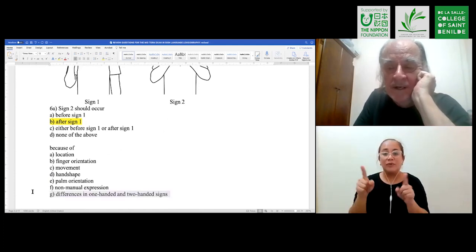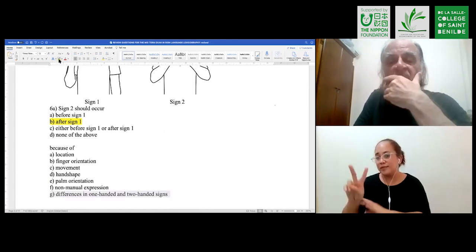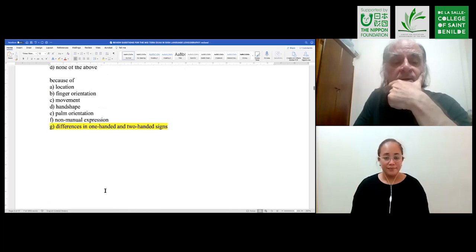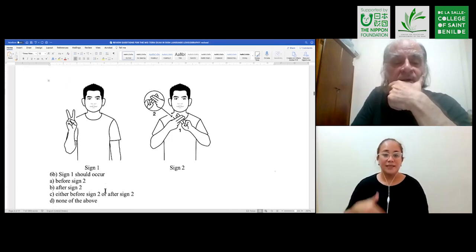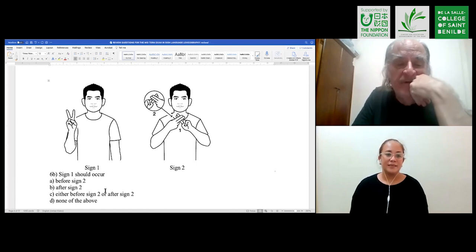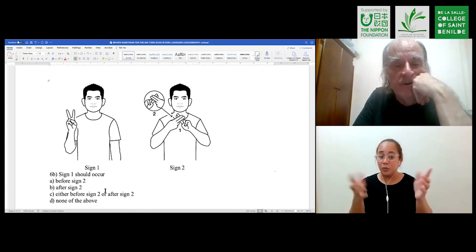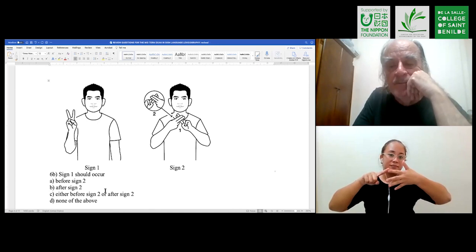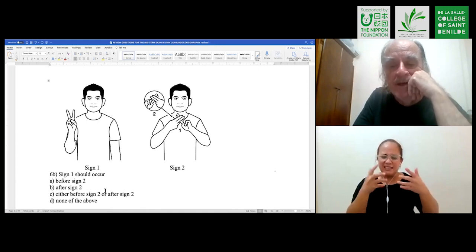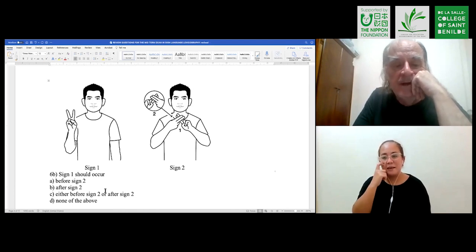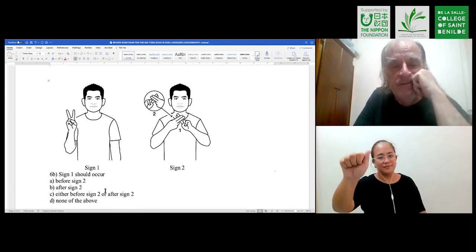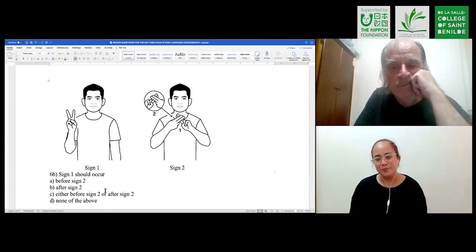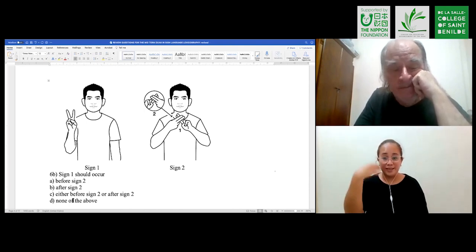Differences in one-handed and two-handed signs. Okay. So the next question now is asked in a different way. Sign 1 should occur before sign 2, after sign 2. Really, C and D are not appropriate answers. It's either going to be A or B. A. Yes, sign 1 should occur before sign 2. Okay, and again, the reason?